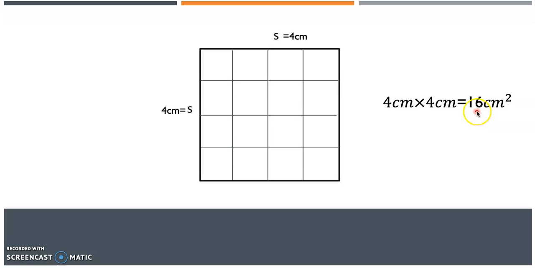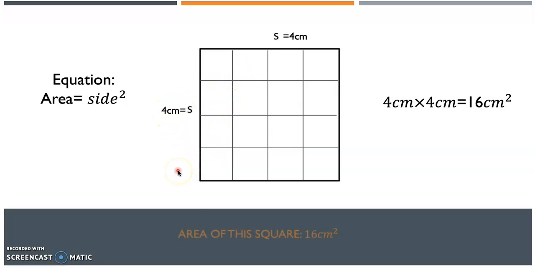The special thing though is I can rewrite this number as 4 squared, right? Because 4 times itself is 16. So when I'm thinking of the area of a square, I'm really just thinking of this side multiplying by itself, or this side squared. So my total area for this square is 16 centimeters squared. But for any square, I can just use my side squared.